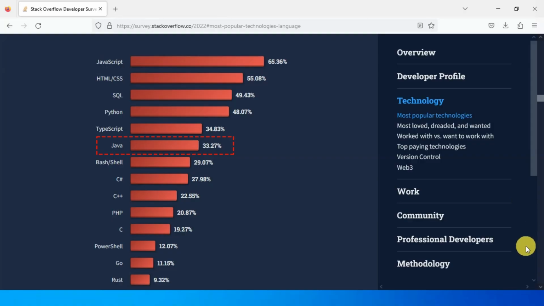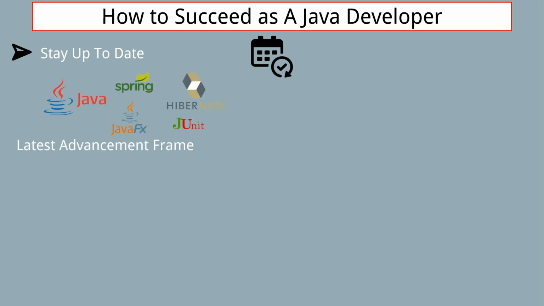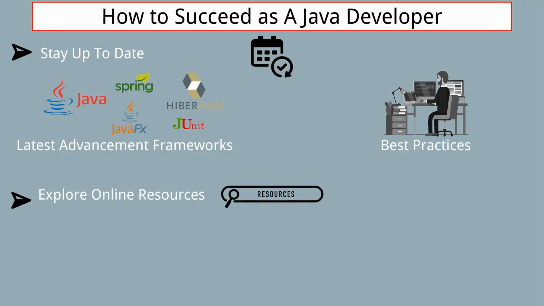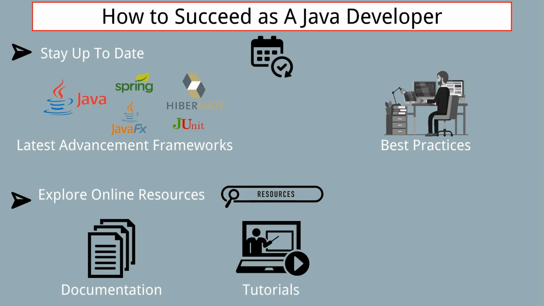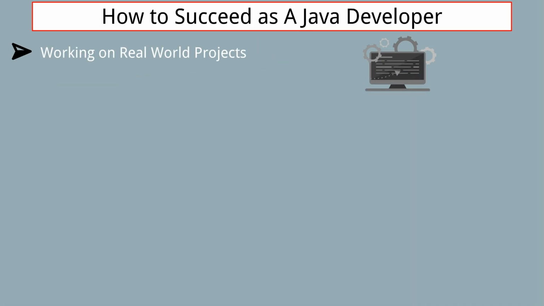All right, so now let's get back to the topic of how to succeed as a Java developer. It is important to stay up to date with the latest advancements, frameworks and best practices through continuous learning. Explore online resources. There are many online resources where you can get training, documentation, tutorials, and participate in forums to expand your knowledge. Apply your knowledge by working on real world projects.